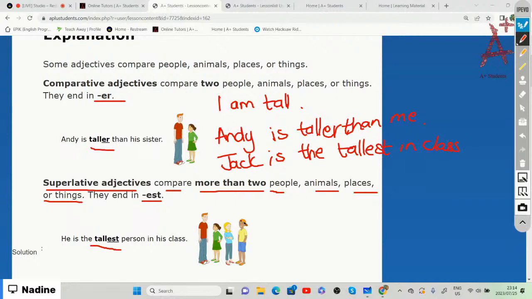So as you can see, here we have the degrees of comparison. There we have tall, taller, which is er, and tallest, which is est. And these are the degrees that show the different comparisons. Taller, that ends in er, shows a comparative adjective that compares two people, animals, places, or things. And tallest, which is est, is a superlative adjective that compares more than two people, animals, places, or things.